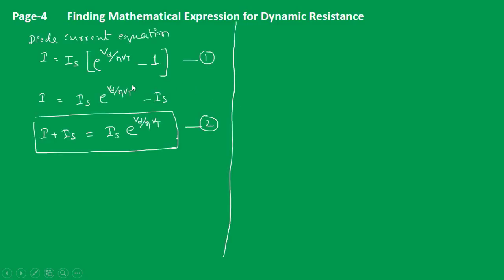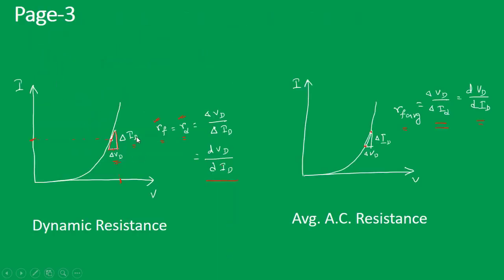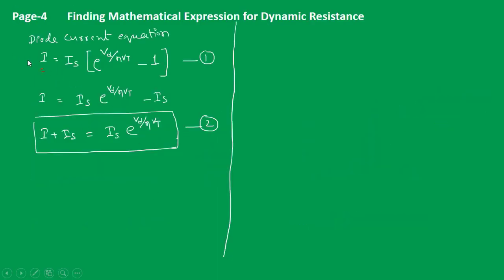Now let us try to find the mathematical expression associated with the dynamic resistance. Let us start with the diode current equation. This is a very familiar equation for us. I, which is our diode current, here we have denoted as ID. Same thing here we have I equals IS, the reverse saturation current, into e to the power VD divided by eta VT.